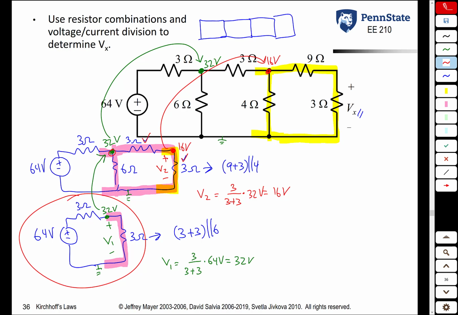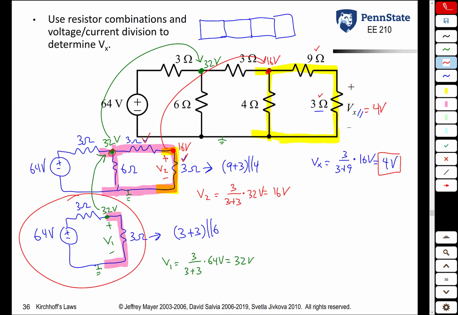Finally, we can go back to the original circuit, and we can use voltage division a third time to find the voltage Vx. Because this 9 and 3 ohm resistor are in series, we know the voltage across that series combination is 16 volts. So we get our final equation that Vx is 3 over 3 plus 9 times 16 volts. You work out that math, you get 4 volts, which is our final answer.